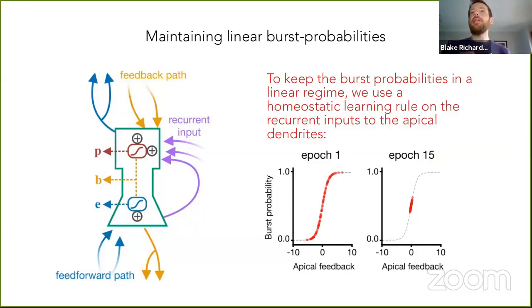Okay, so in order to get the burst probabilities to be in a linear regime, what we do is we use this recurrent inhibition. So we're imagining that this is like, say, somatostatin inhibitory interneurons, and we assume that their role is basically to engage in homeostatic plasticity in order to maintain the burst probabilities in a linear regime. So we train with the homeostatic rule that always pushes the voltages or the burst probabilities back towards the center, so that if you look at the apical input to this region and then you measure this burst probability, it is a sigmoid function, but it's spread out across the sigmoid function at first, so it's highly nonlinear. But then over training, that homeostatic rule pushes it into the center of the sigmoid, so we get a nice linear regime on our burst probabilities.